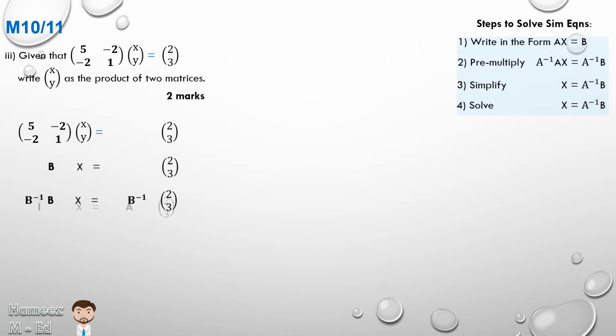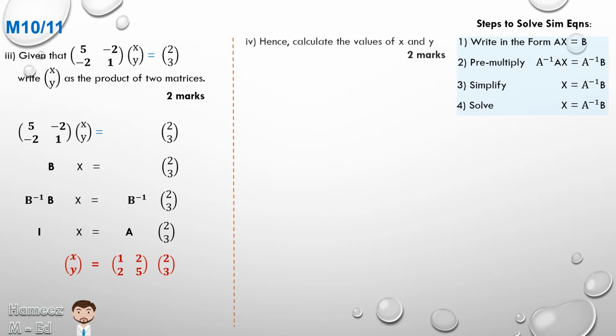The B inverse and the B will give us the identity, I times X is equal to, and what is B inverse? B inverse we found in part 2 to be A. So we can substitute. Remember, I times X is really just X. And that will give us 1, 2, 2, 5, which is matrix A, by 2, 3. And that's all we wanted to do at this point. It was to write XY as the product of two matrices.